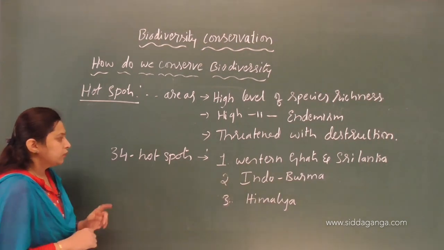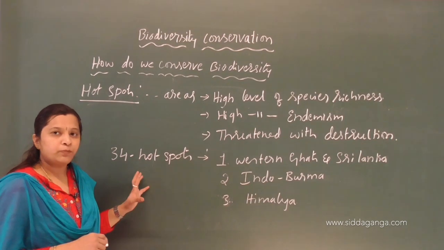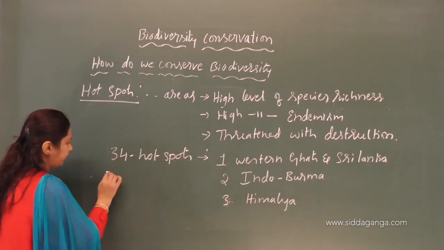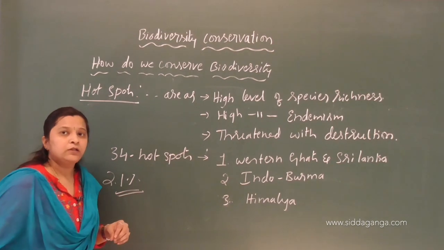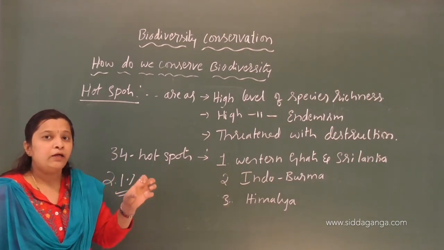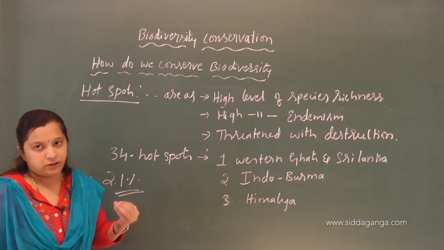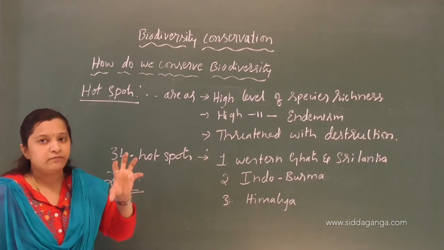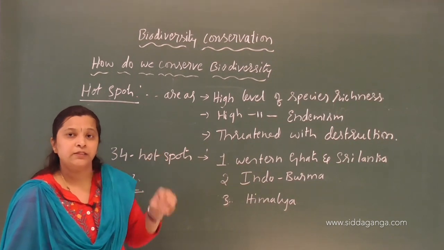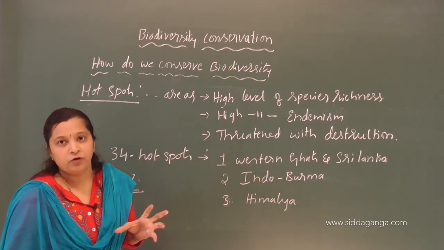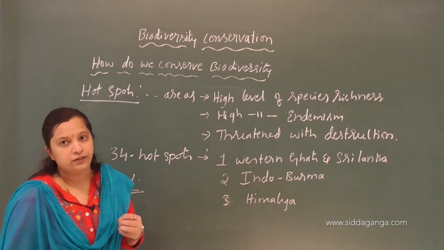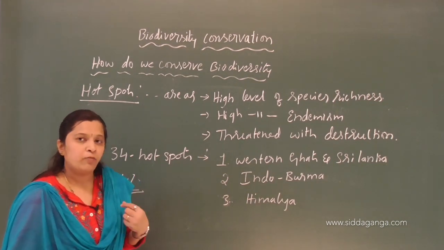Important. So we now know what hotspots are. There are 34 hotspots, and they cover a land area of only 2.1%. Even though their land area is very less, they harbor millions of plants and species. The area is small, but the number of species present in those hotspots is large.